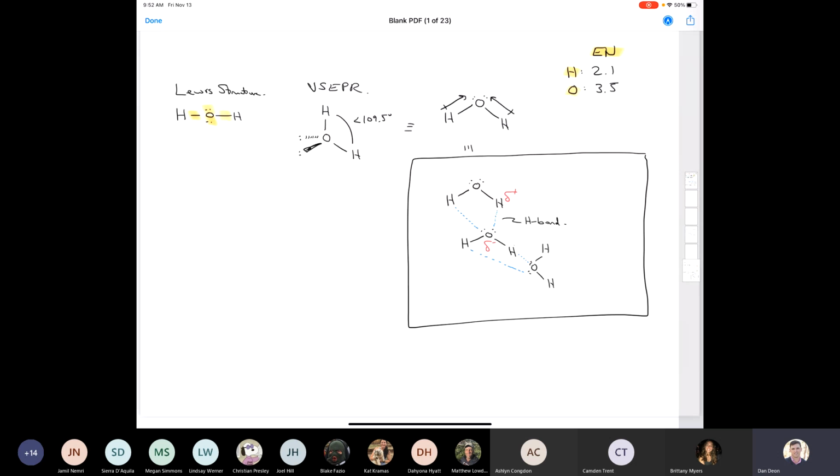Look, all we're showing is an attraction between plus and minus. Nothing more than that. Does that clear it up a little bit for people who maybe thought, hey, it's not that obvious, intermolecular forces? I don't think it is obvious.